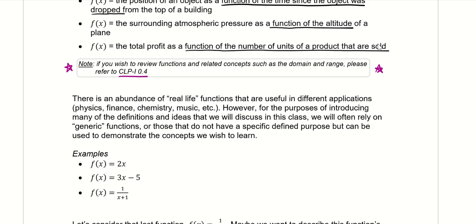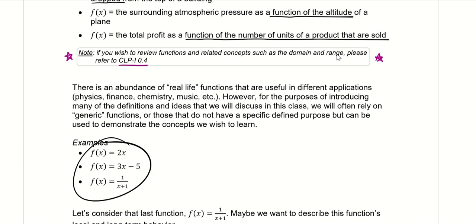So for example, we might see functions like these where we're not explicitly telling you what x represents or what f of x represents. They're just there for the purposes of learning. We will see some actual real life functions sometimes, but for most of this intro stuff, we're just going to be dealing with generic functions where we're pretending we don't really care what x is, we don't really care what the function is in terms of real life consequences or impact. We're just using these as examples. Demonstration.